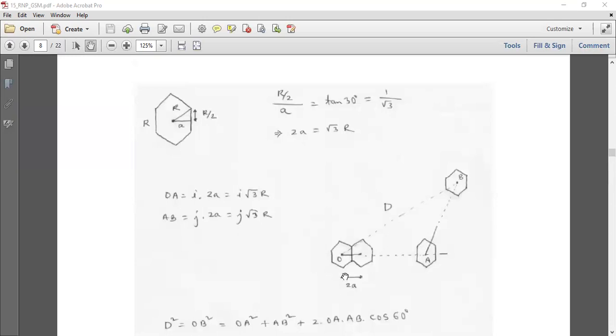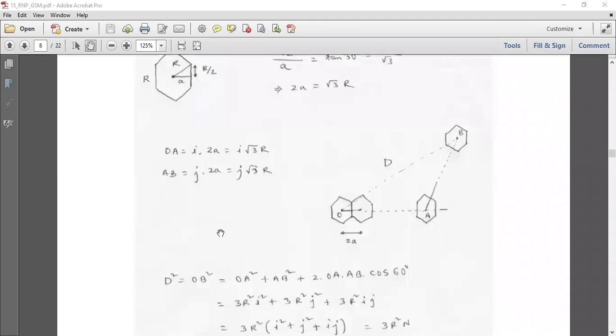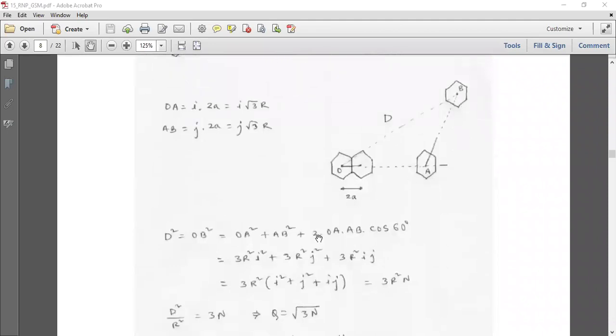Now when you cover a distance of I number of cells, OA will be I times twice A, but twice A is root 3R, so you have I root 3R. Then AB will be J times twice A, or J times root 3R. Now D you can calculate this way: OB square equals OA square plus AB square.